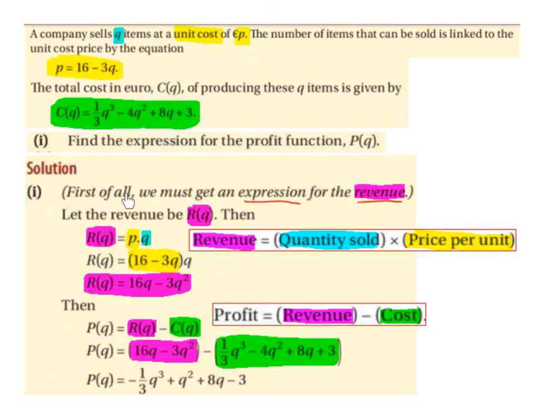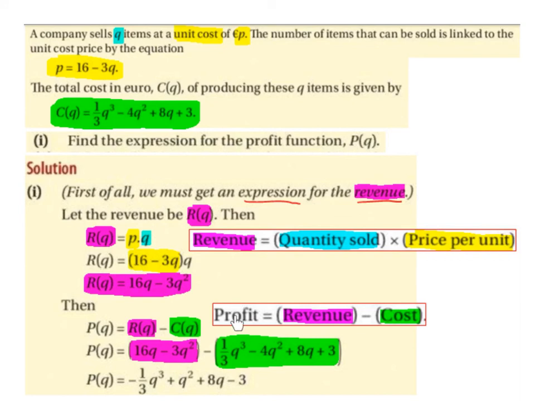So first of all, we must get an expression for the revenue. So let the revenue be R of Q, and we know revenue is equal to quantity sold multiplied by price per unit. So R of Q is equal to P, which is the price per unit, multiplied by Q, which is the quantity sold. So R of Q is equal to 16 minus 3Q times Q. So P is equal to 16 minus 3Q, and Q is just Q. So multiplying, we get R of Q equals 16Q minus 3Q squared.